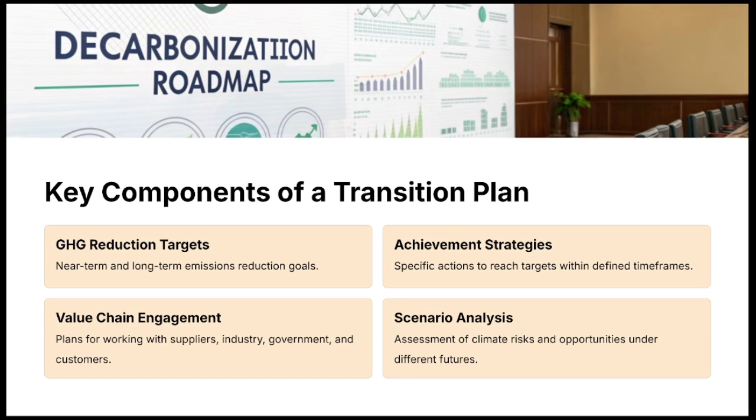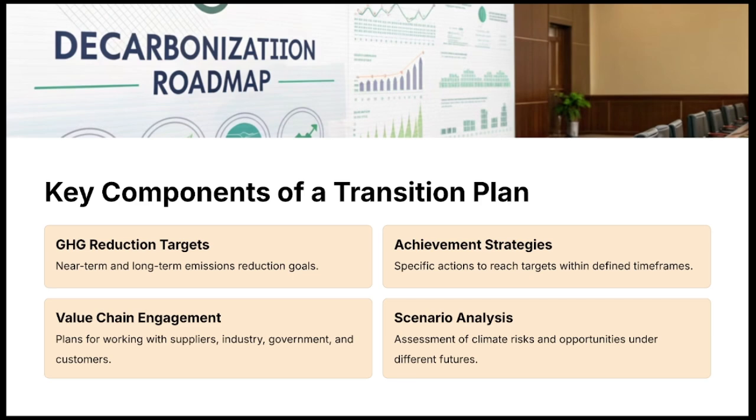Second, you need well-defined achievement strategies that outline the specific actions the organization will take, whether that's adopting renewable energy, redesigning products, or improving operational efficiency to meet these targets within a set time frame. Third is value chain engagement. Since many emissions and opportunities lie outside your direct operations, your plan should show how you will work with suppliers, customers, industry peers, and also policymakers to accelerate progress and also drive broader impact.